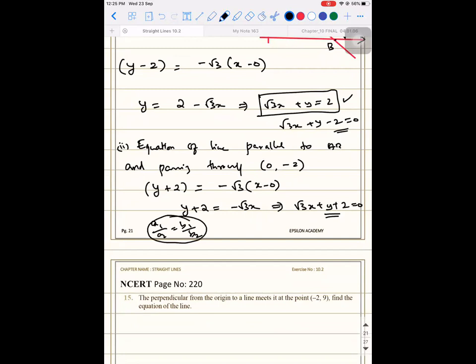Yes, sir. So in a similar way, if you see root 3 by root 3 is equal to 1 divided by 1. Both get cancelled. Answer is 1 is equal to 1. In this case, it is happening because they both are parallel to each other.